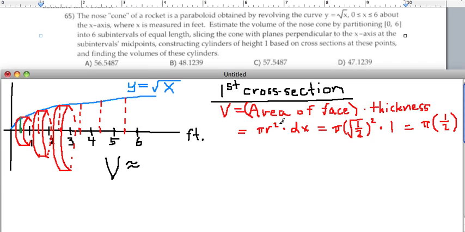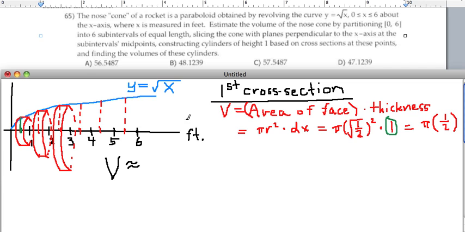And again, pi r squared, r being the square root of 1/2, you square the square root, and you just get the 1/2. Where does this 1 come from? Well, the 1 comes from where it says the cylinders have height 1, and so that's the thickness of that particular cylinder. It's just the length of the subinterval. And so, all in all, the volume of the first cross section is pi times 1/2. In other words, pi times the x-coordinate right there.